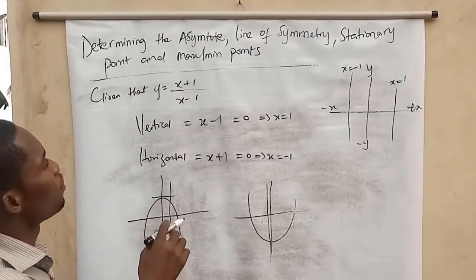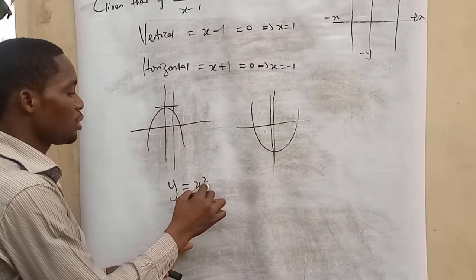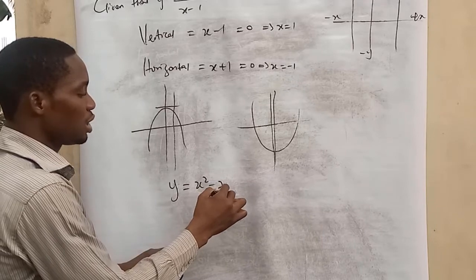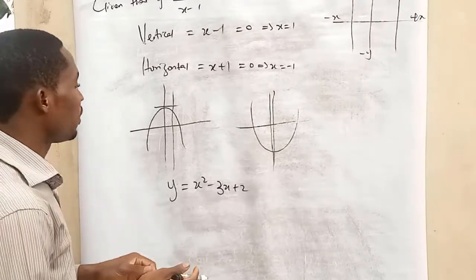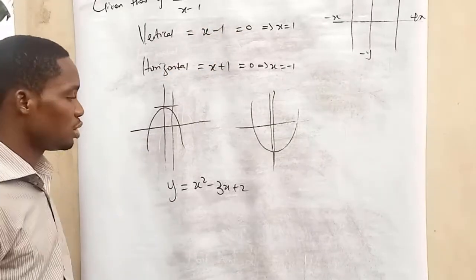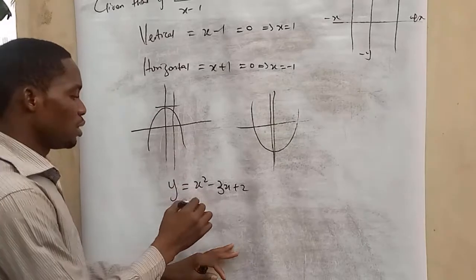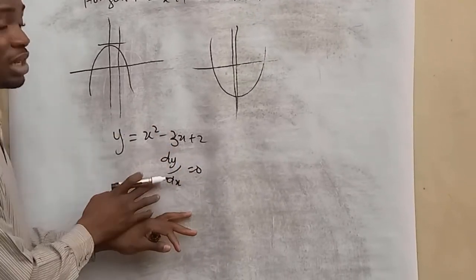Now, for our minimum and maximum point, we use the differential of a particular function, say y equals x squared minus 3x plus 2. This is our function given to us in the question. But to find our stationary point, we have to find our maximum and minimum point. Now your stationary point is found when your first differential equals 0. That is when dy/dx equals 0.